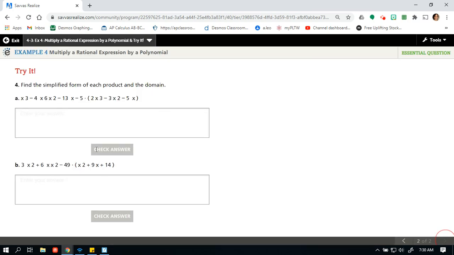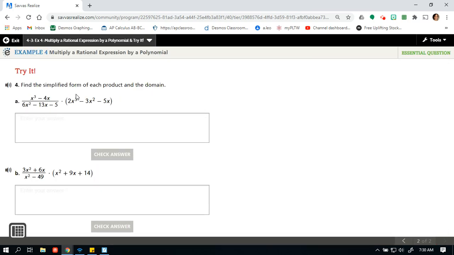Alrighty, so in the try it, find the simplified form of each product and the domain. So again, you're going to multiply it and find the domain. Again, for the domain, you're looking at real roots. We're not looking at the imaginary or complex roots.